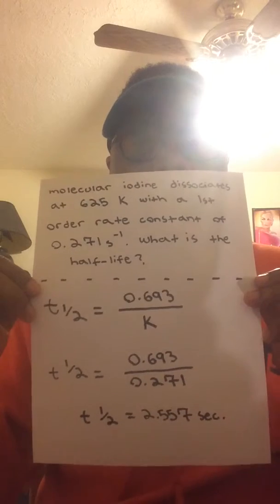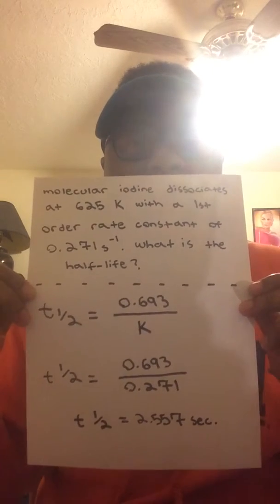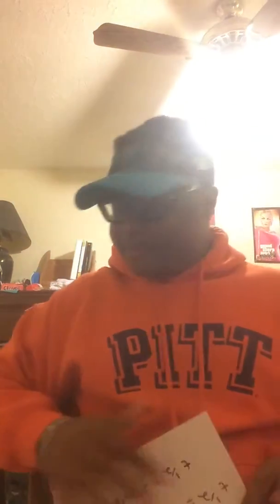So what that means is every single time 2.55 seconds passes, the concentration of this certain reaction will be cut in half, which is the basis of the half-life reactions. Okay. Now we can go to a second order reaction and explain that.